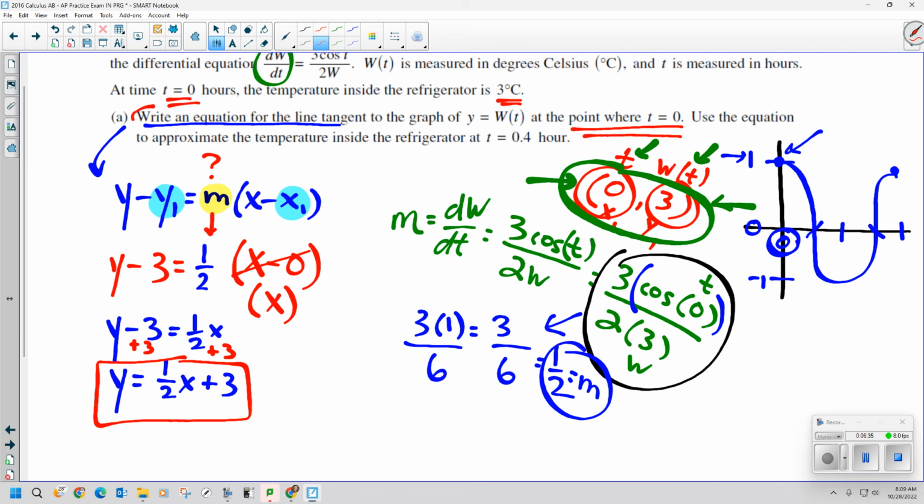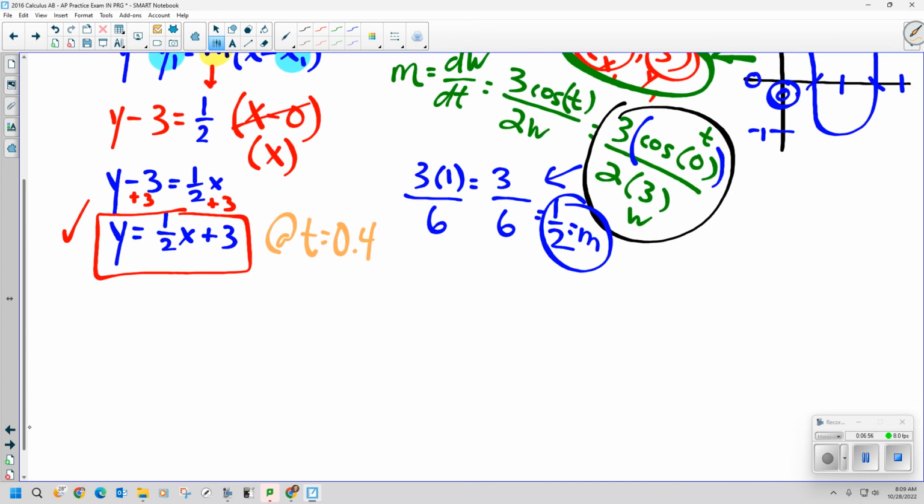So, write the equation of the line tangent. That's done. Check. But they ask us a second thing here. Use that equation to approximate the temperature inside the fridge at 0.4 hours. So I want to solve this at a t value of 0.4. So we're going to continue. I'm going to say y equals 1/2 of 0.4 plus 3.